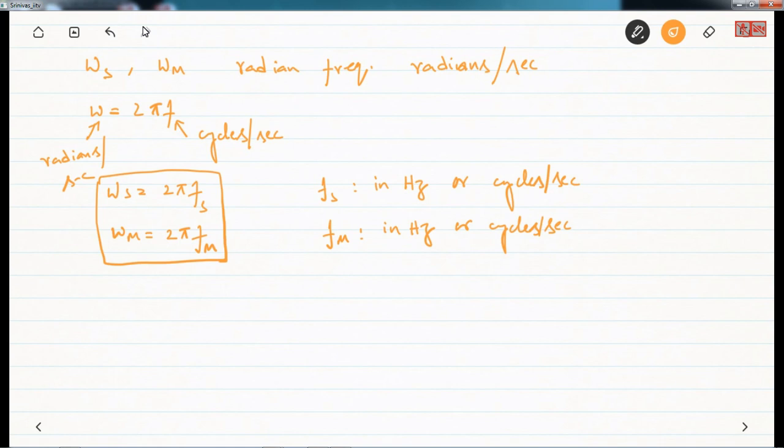If you state this in these terms, when I say omega s should be greater than or equal to 2 omega m, this is equivalent to 2 pi fs should be greater than or equal to 2 into 2 pi fm. If I cancel this 2 pi, this implies fs is greater than or equal to 2 fm. So what is fm? Highest frequency component.